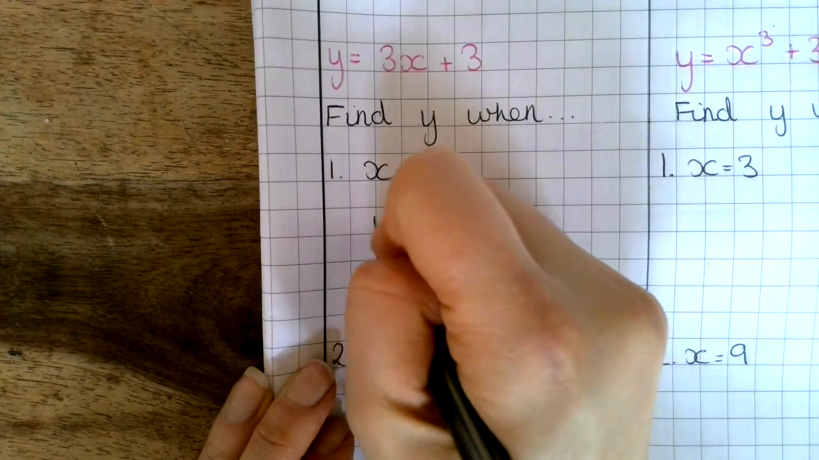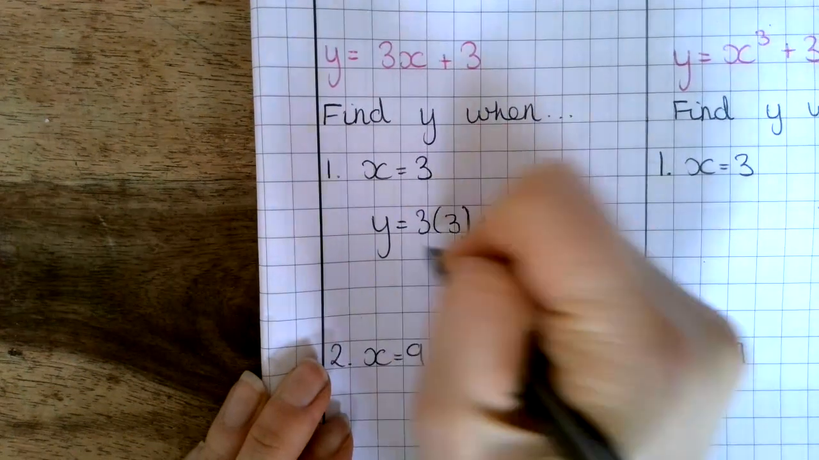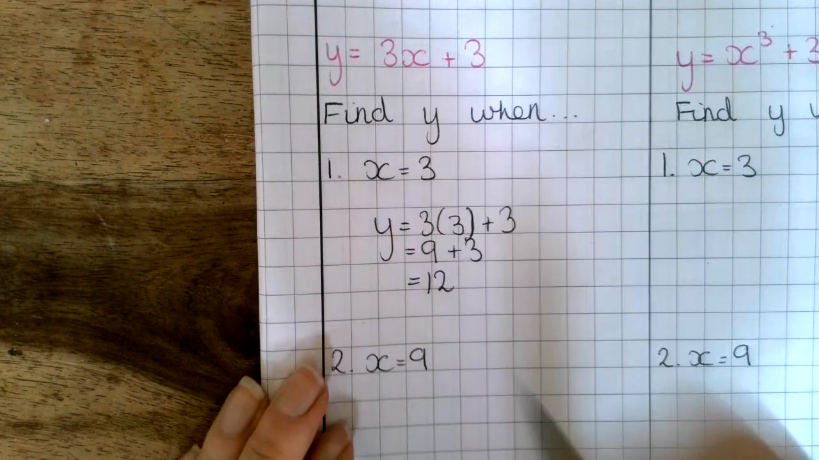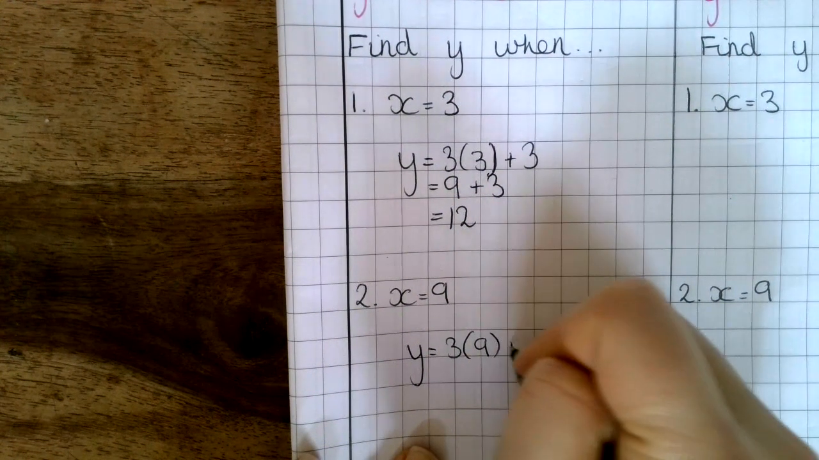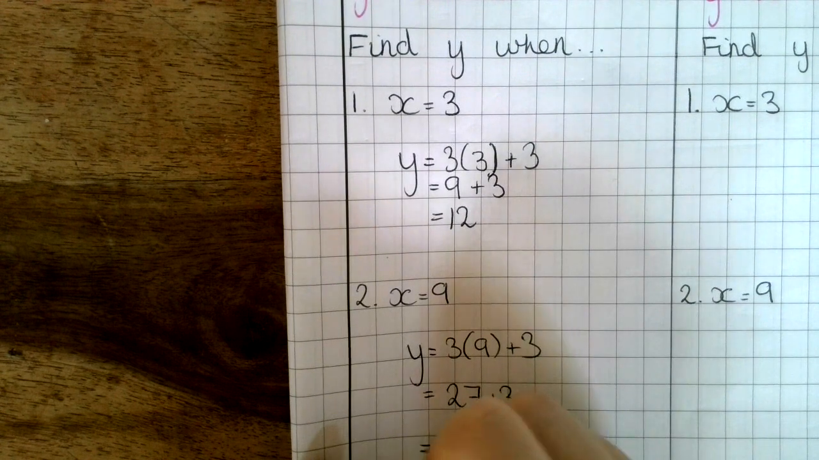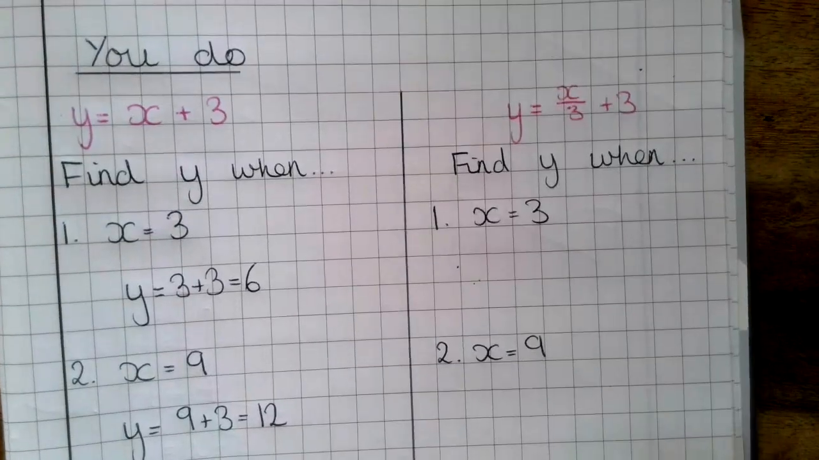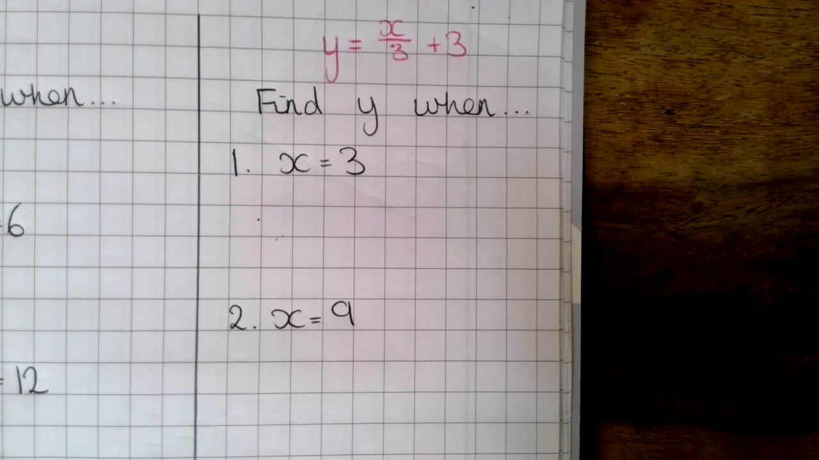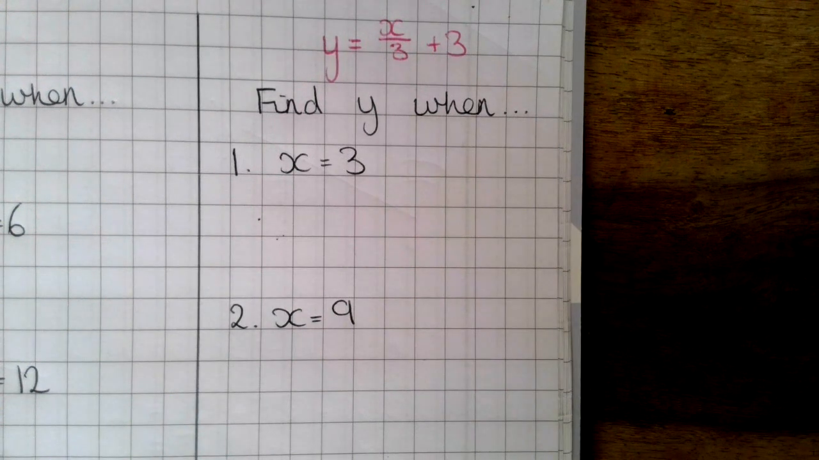So for this one, you should have got y equals 3 times 3 plus 3, which is y equals 9 plus 3, which is equal to 12. And here, y equals 3 times 9 plus 3, so y is equal to 27 plus 3, which is equal to 30. Now, can you do the same for this question here? So pause it, write it down, answer the question, then press play when you're ready to check it.